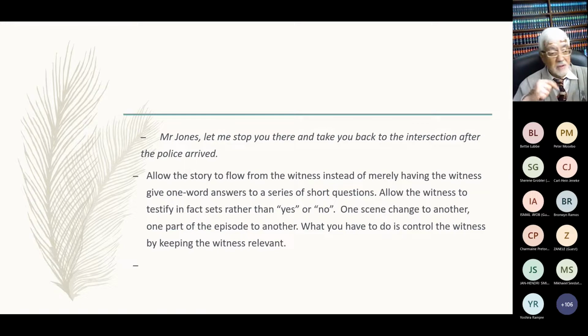You did two things. You're telling him where we're going. So you gave the headline. Okay, you gave him the signpost. Now he knows that, hold on, I must have forgotten something. And this comes out then. Okay. Allow the story to flow instead of merely having the witness give one-word answers to a series of short questions. When you do that, you invariably end up asking leading questions.